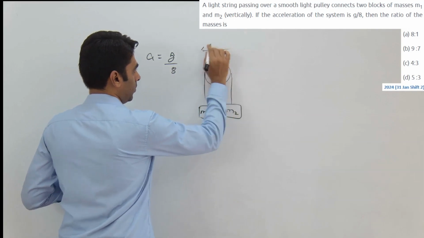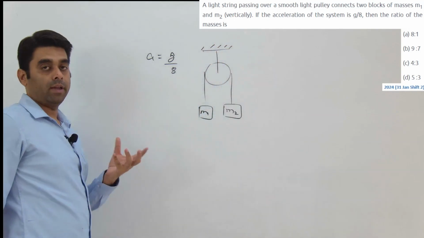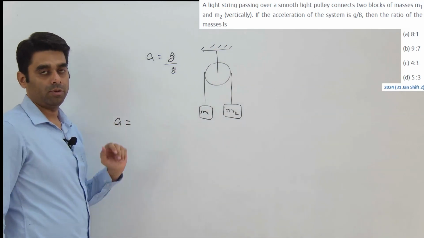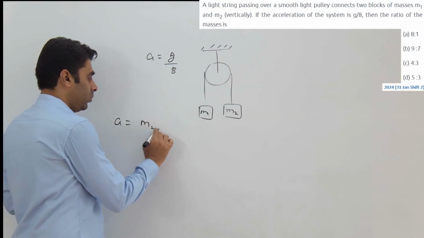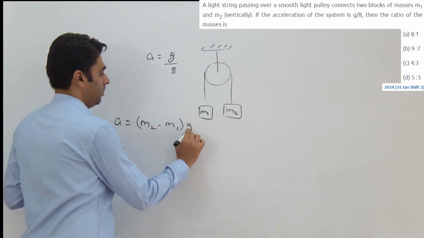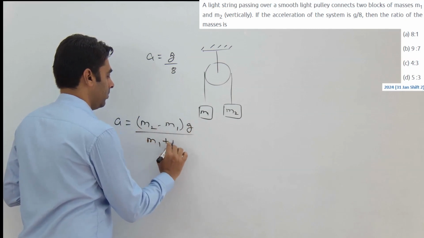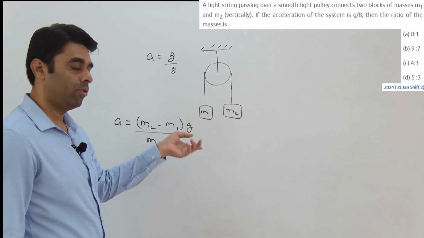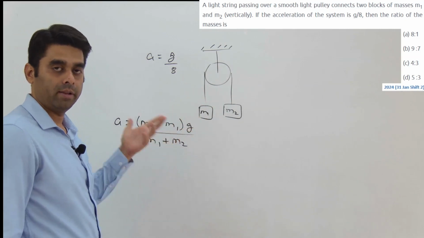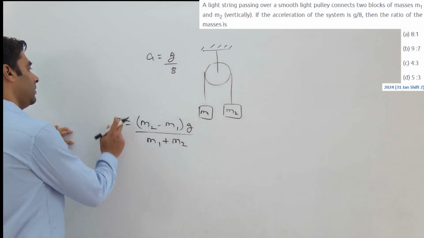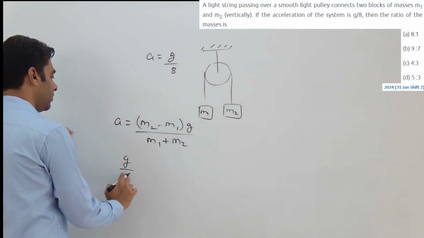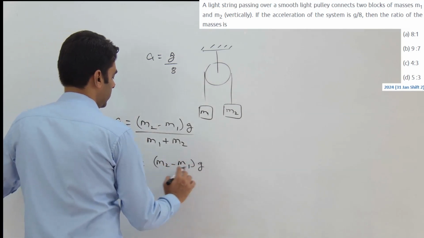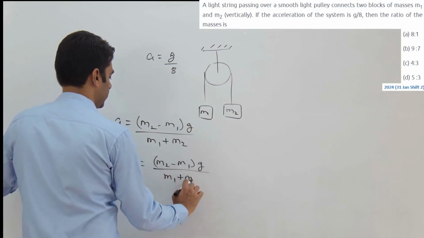Pulley block system. Can we use the formula? If you know the formula, use the formula. Acceleration for Atwood machine, that is for your pulley block system, what do we write? (m2 minus m1)g by (m1 plus m2). If you know it, use it. Otherwise, you will have to draw the FBD, write F net equals ma for each block, and then you will get acceleration. Anyways, let's see, very standard formula. Acceleration is g by 8. So g by 8 equals (m2 minus m1)g by (m1 plus m2). g cancels out.